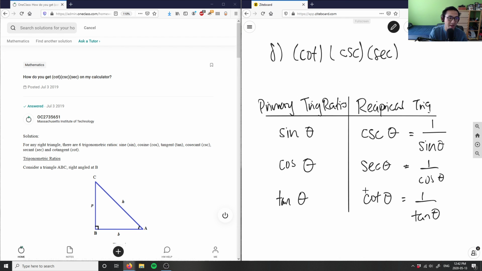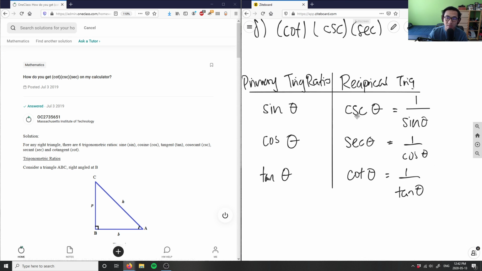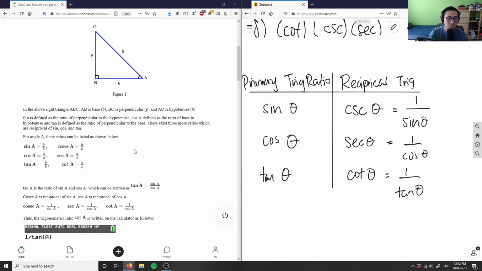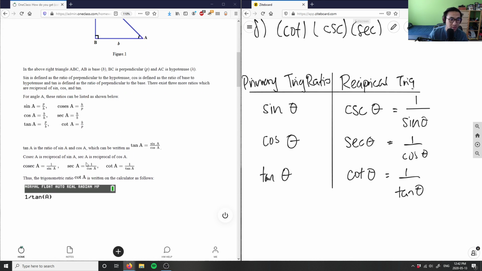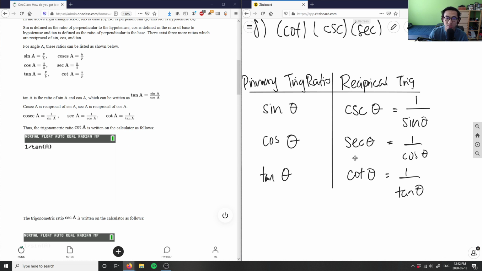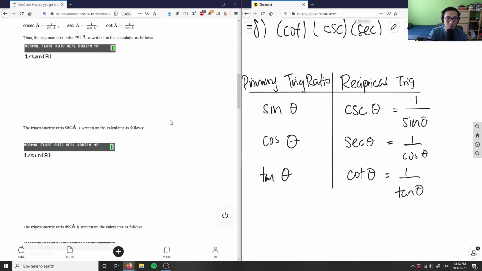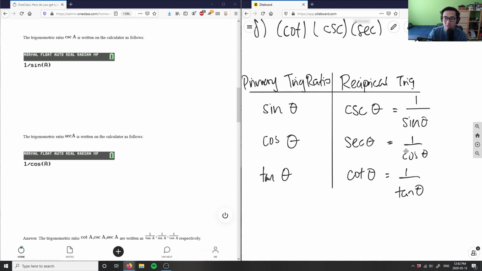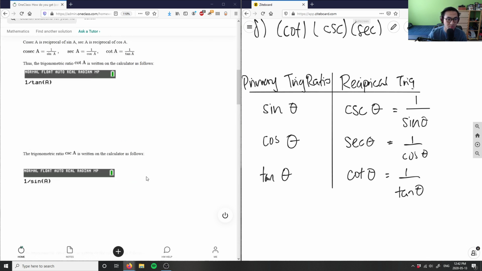And these guys here are my reciprocal trig ratios. We can't actually plug them into a calculator, but all you're going to have to do is simply plug in 1 divided by our primary trig ratio. So this solution is correct because they're doing 1 over tangent of A, which is cotangent, 1 over sine of A, which is cosecant, and 1 over cosine here is secant. So the solution here is correct.